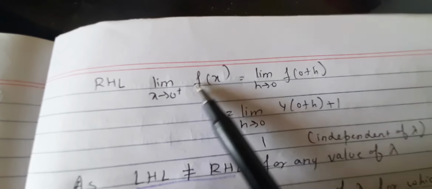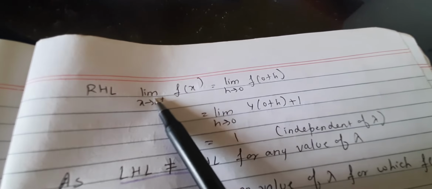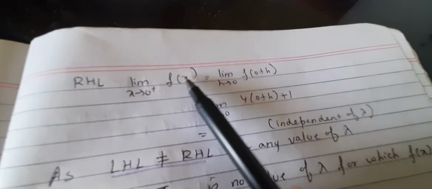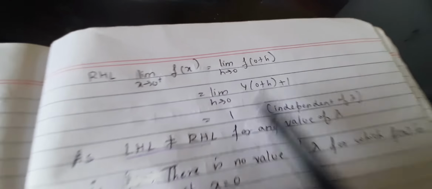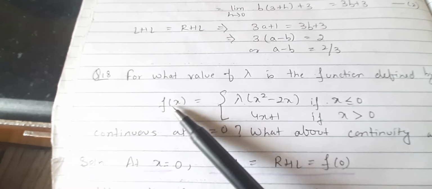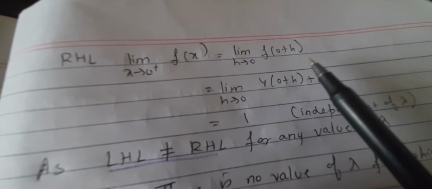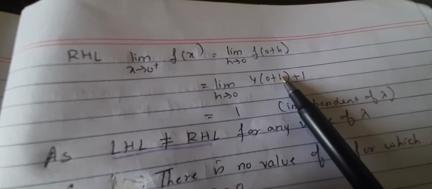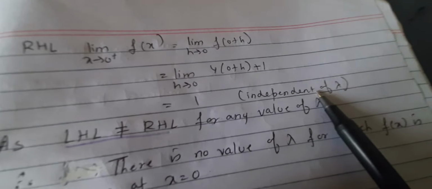So let us see the RHL. RHL is the limit x at x is equal to 0. So limit x approaching 0 plus, that means it is a number which is slightly greater than 0. f of x can be written like this, limit h approaching 0, f of 0 plus h. So for greater than 0, the definition of the function is 4x plus 1. f of x is 4x plus 1 for x greater than 0. So f of 0 plus h will be 4 into (0 plus h) plus 1. So this is what I had written here. When I apply the limit h approaching 0, 4 into 0 is 0, plus 1. So this is 1, which is also independent of lambda.